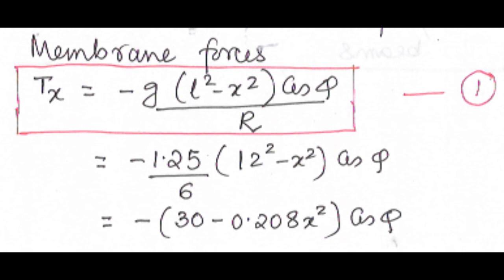What is R? R is the radius, given as 6. Then within the bracket, L: 2L is the span, which is given as 24 meter. So what will be L? L will be 12. So 12 square minus x square, bracket close, cos phi. As I have shown you earlier also, first you find the generalized equation and keep the equation that way. After that, according to our need, we put some specified values and get the answer. So the membrane force Tx finally comes as (30 minus 0.208 x square) into cos phi.